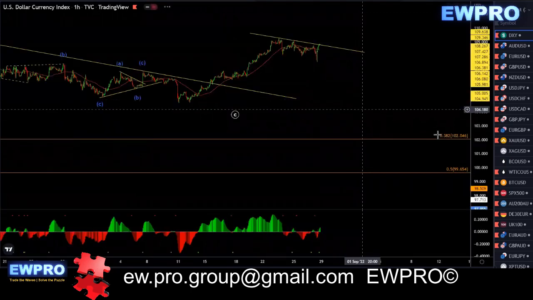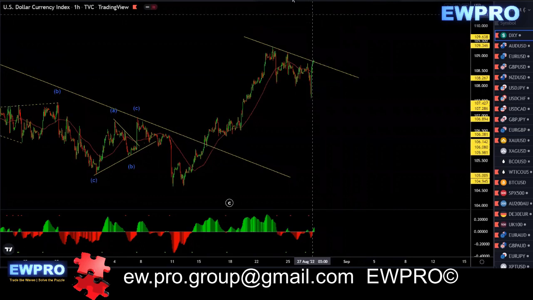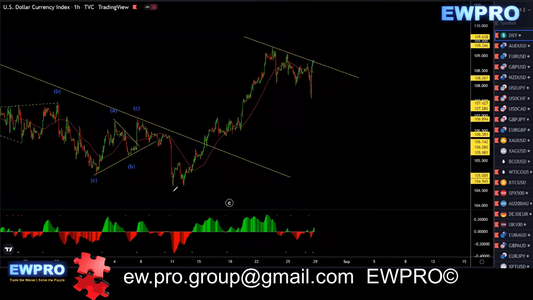On the H1, it's pretty much just one wave up. So we'll be looking for an A, B, C. This is very impulsive, so it may turn into a wave Y. You'd be first targeting the 100 pip and then the 161.8.